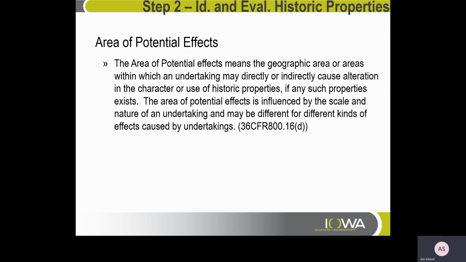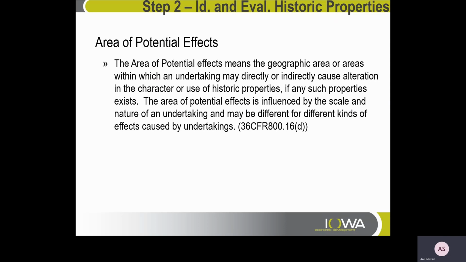According to federal regulation, the area of potential effects is the geographic area or areas within any undertaking which may be directly or indirectly used to cause alterations in the character or use of historic properties, if any such properties exist. The area of potential effects is influenced by the scale and nature of the undertaking and may be different for different kinds of effects caused by undertakings. I know that can be a little bit cumbersome and wordy, but what they're getting at here is that not every project is the same.